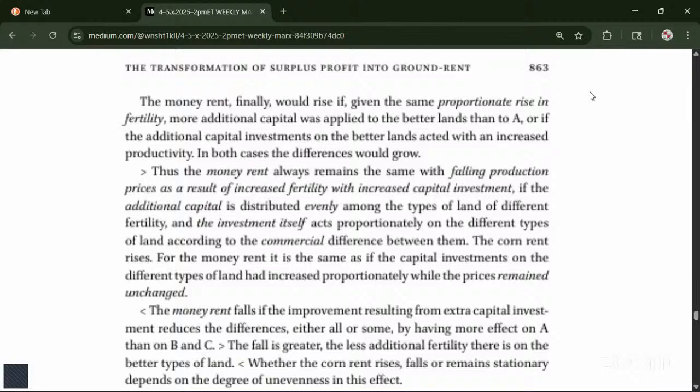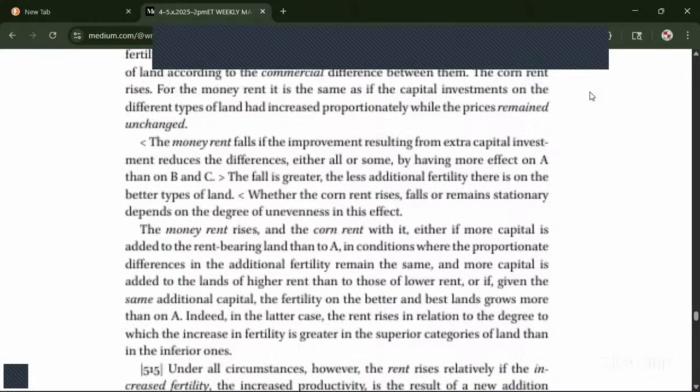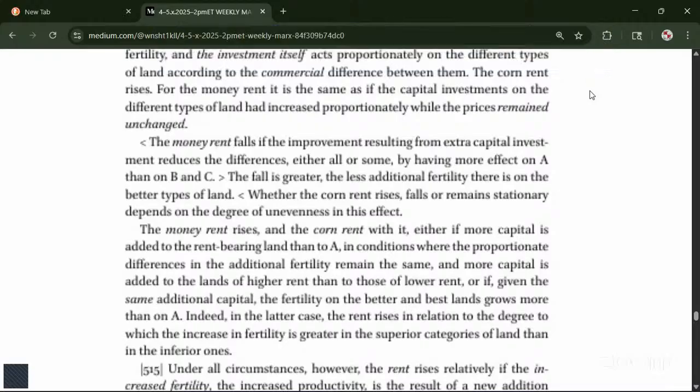The money rent falls, therefore, if the improvement resulting from extra capital investment reduces the difference, either all or some, by having more effect on A than on B and C. The fall is greater, the less additional fertility there is on the better types of land. Whether the corn rent rises, falls, or remains stationary depends on the degree of unevenness in this effect.